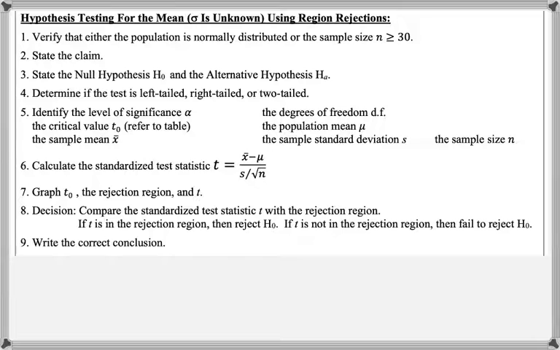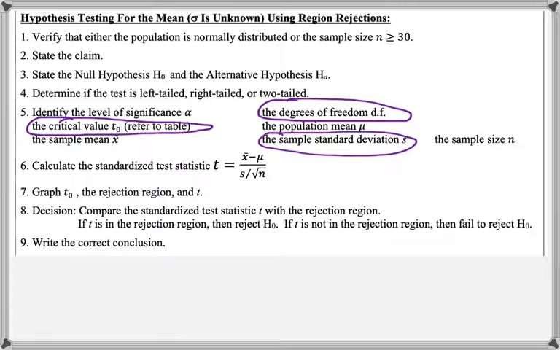Now the steps for hypothesis testing when we don't know sigma are very similar to the steps when we do know sigma. There are a few differences though. First, we need to specify the sample standard deviation. We need to identify the degrees of freedom. We are referring to a different chart for the critical value. And the formula for the standardized test statistic is a little bit different.